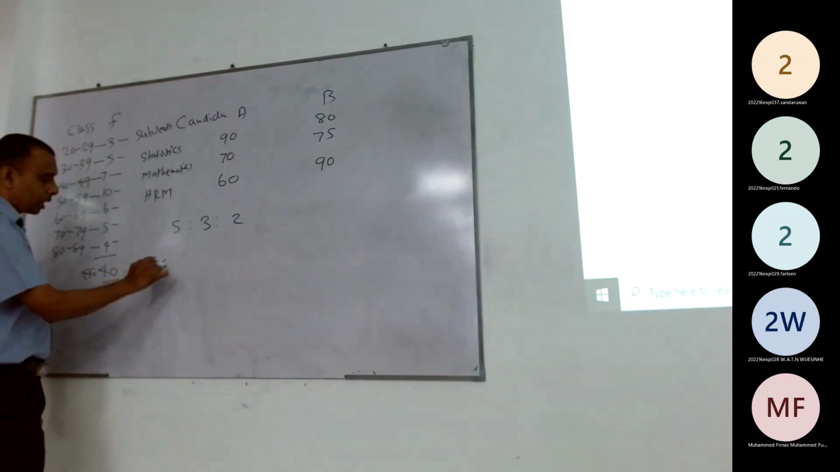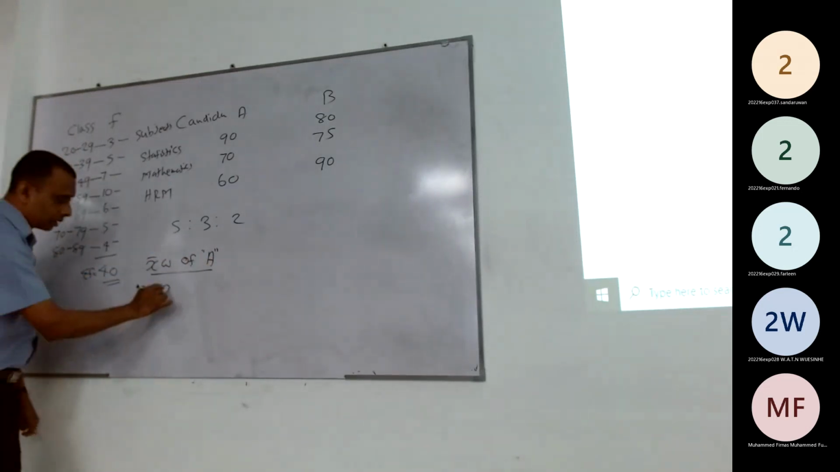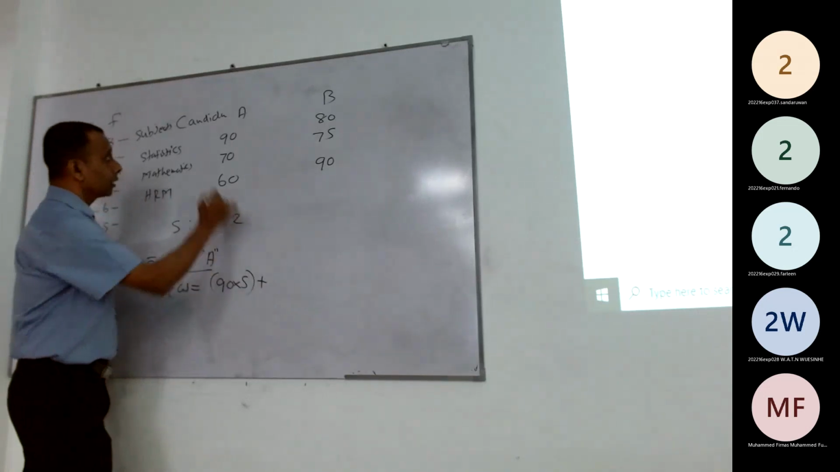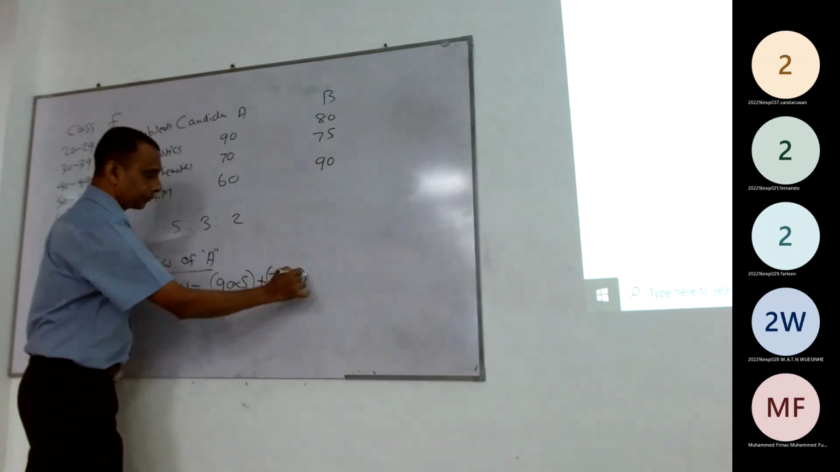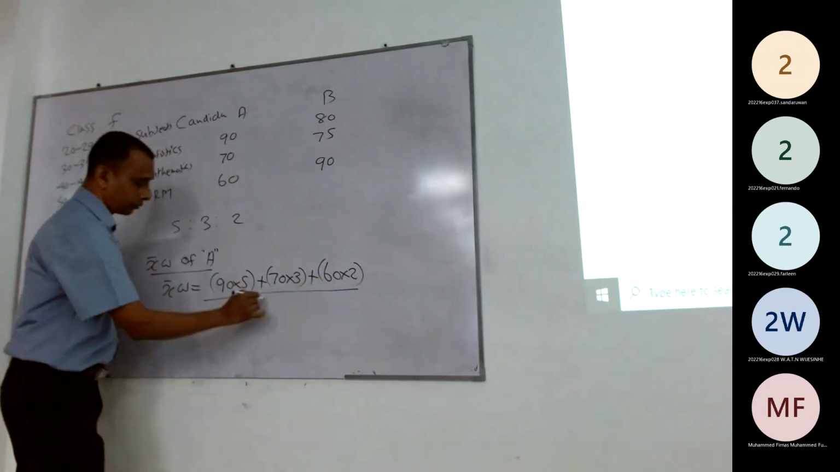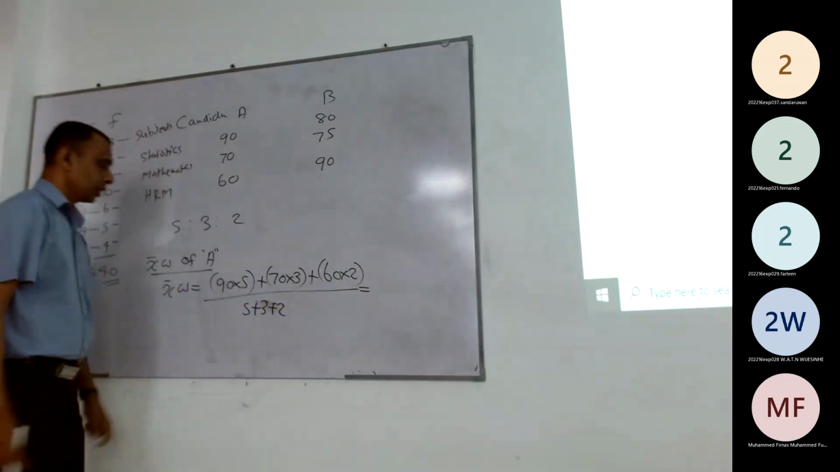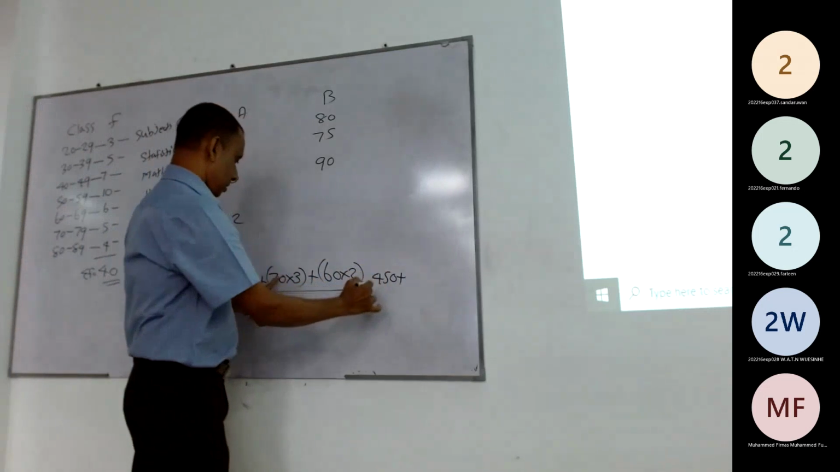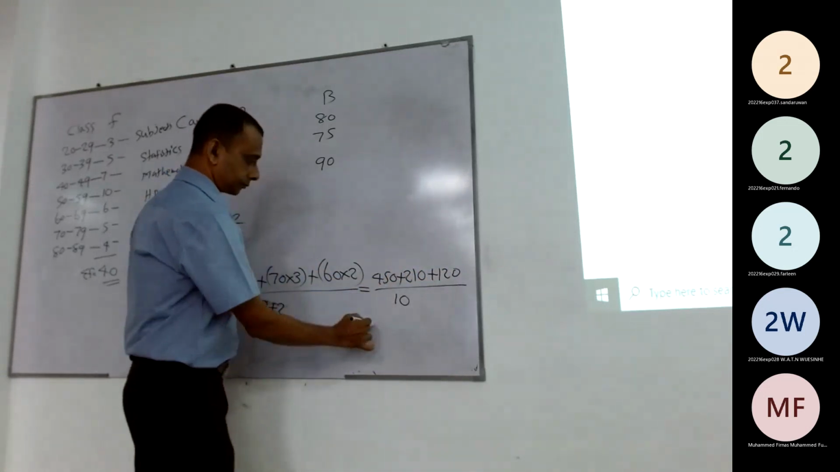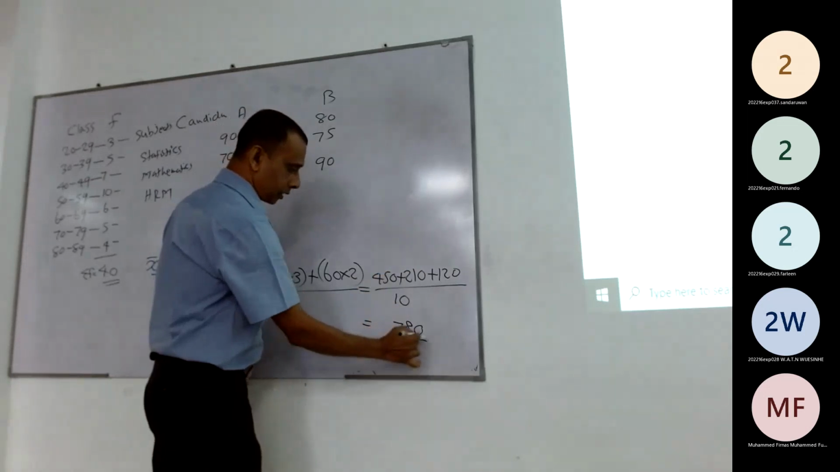Now calculate x bar w of A first. I calculate 90 multiplied by its corresponding weight 5, 70 with weight 3, and 60 with weight 2, divided by 5 plus 3 plus 2, which is 10. That is 450 plus 210 plus 120, which is 780, divided by 10, giving 78.